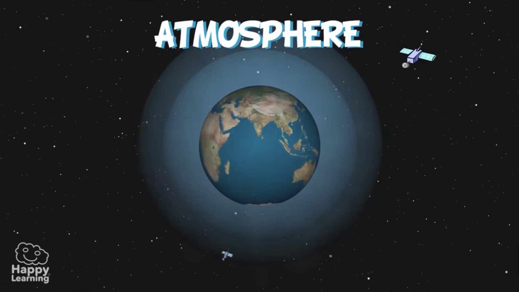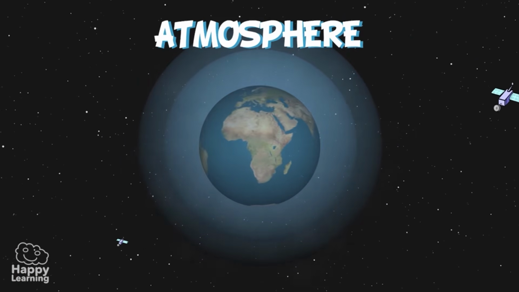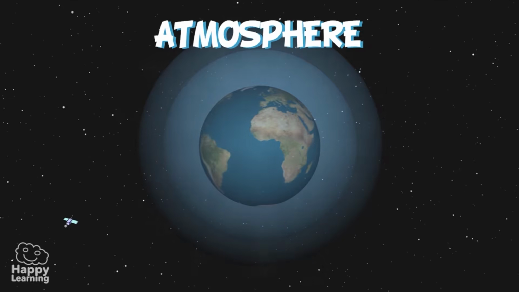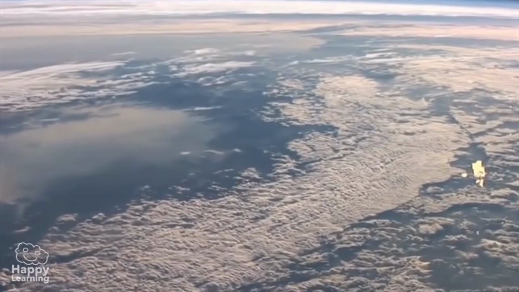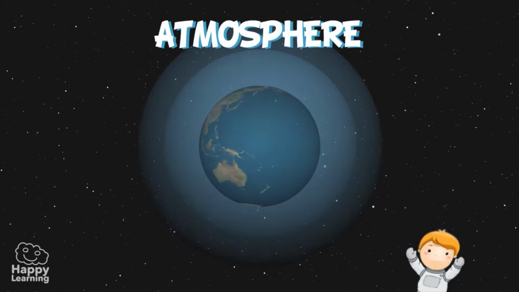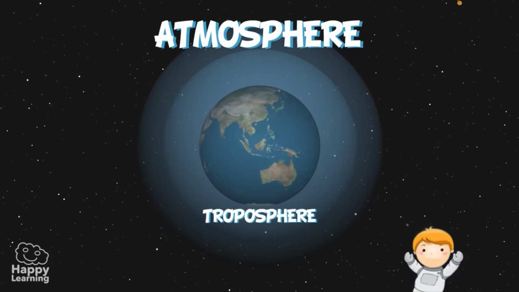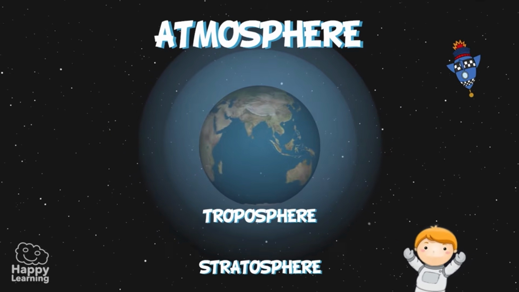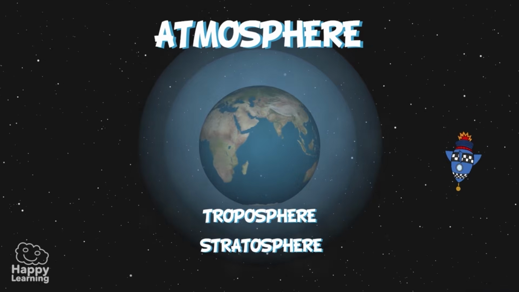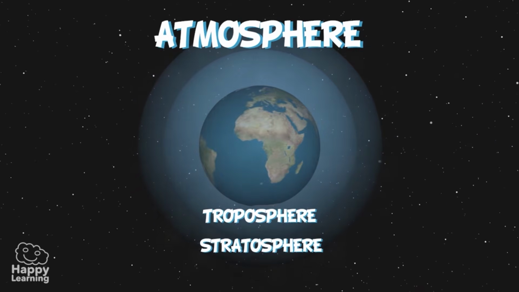The most external part of our planet is the atmosphere, which is a layer of air which covers the Earth. It is made up of gas and water vapor. The atmosphere is divided into 2 layers: the troposphere, which is the closest layer to the Earth, and the stratosphere, which is where the ozone is located and is the most distant layer from our planet.